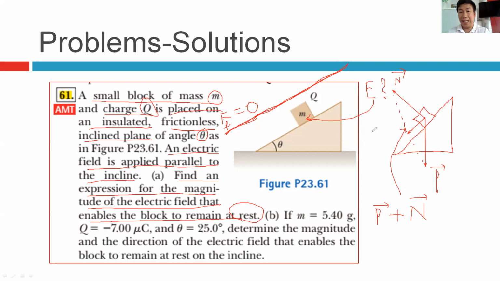So to keep it at rest, we need to have another force that opposes the total force of the repulsive and the gravity force. In that case, we call that force the electric force, right? This means we have electric force in this direction. We call it FE.